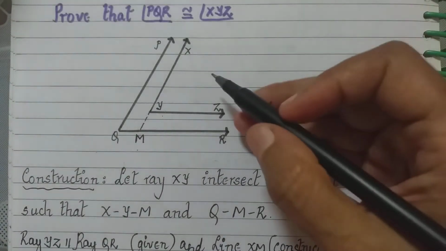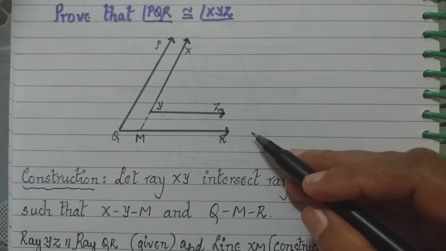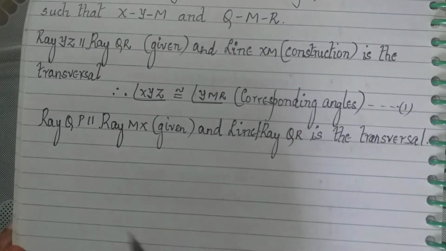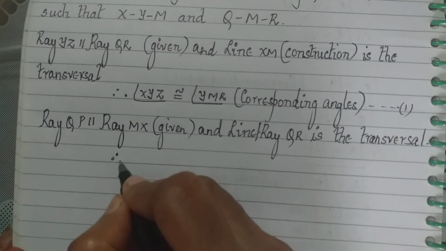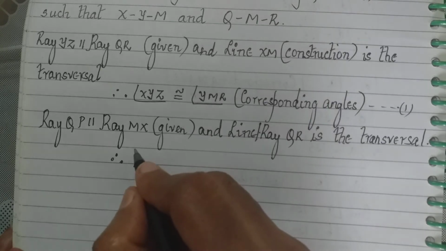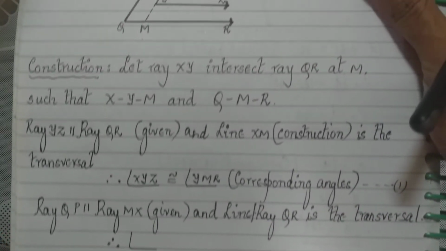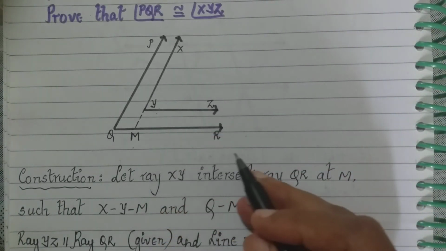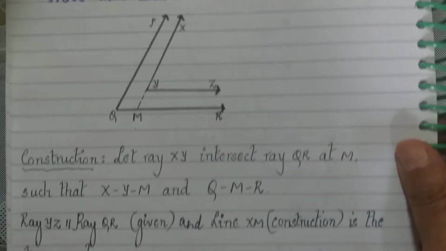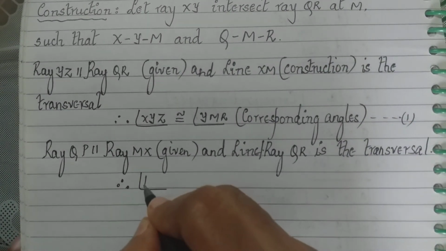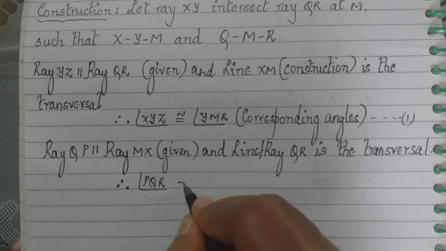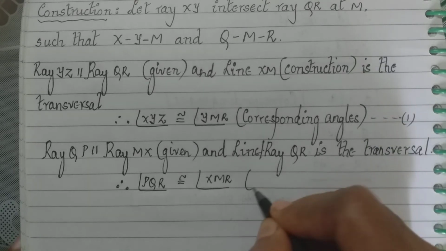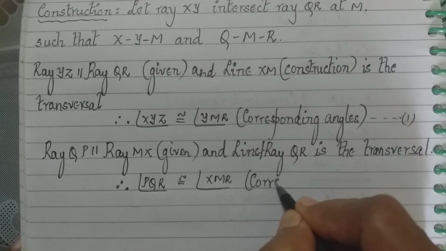So which are the pair of corresponding angles? Angle PQR and angle XMR. Okay, so I write, therefore angle PQR and angle XMR. Now I'll write, therefore angle PQR is congruent to angle XMR. The reason being they are corresponding angles.